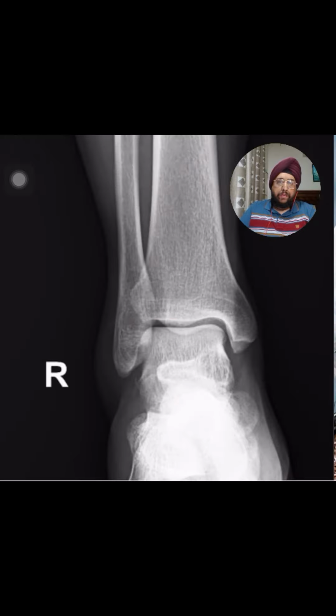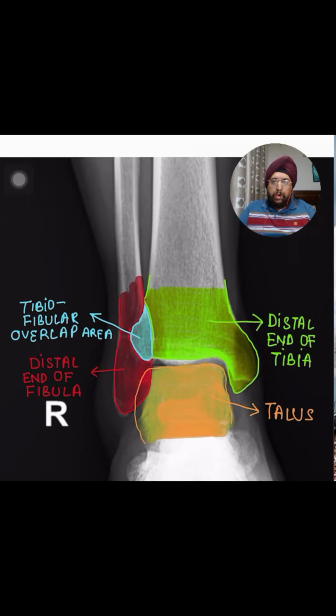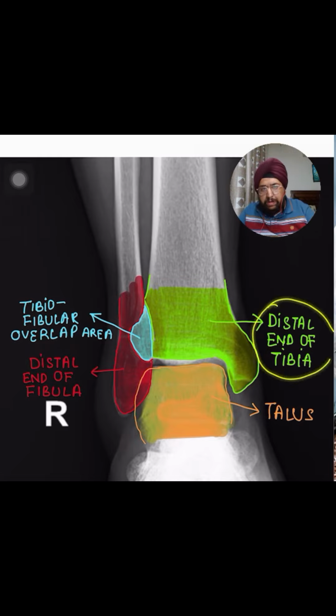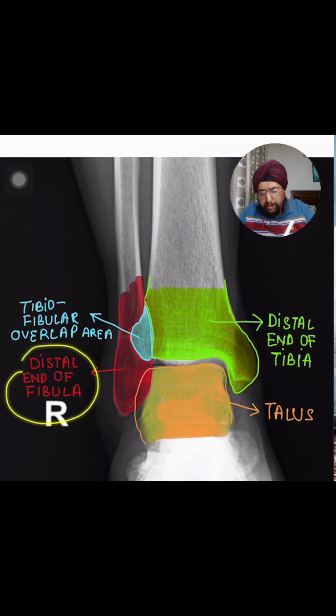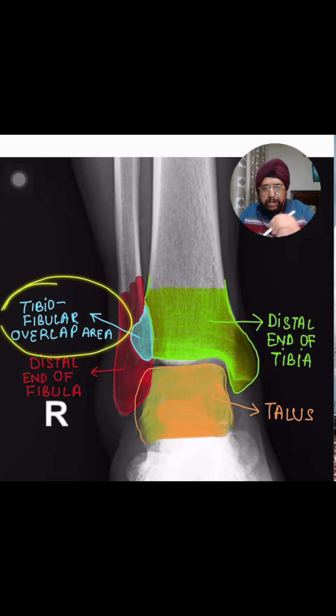First X-ray in the skeletal vision series would be our ankle joint AP view. A total of 3 bones are involved in the formation of the ankle joint: the distal end of the tibia, the distal end of the fibula, and the talus. There's a special area, the overlap between the distal ends of the tibia and fibula, which is seen on the AP view of the ankle joint. We call it the tibiofibular overlap area.